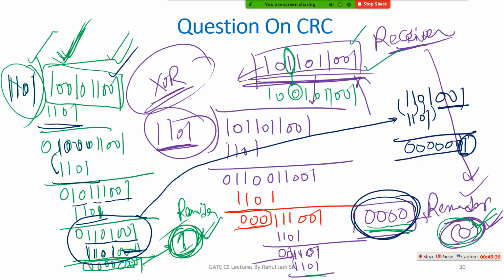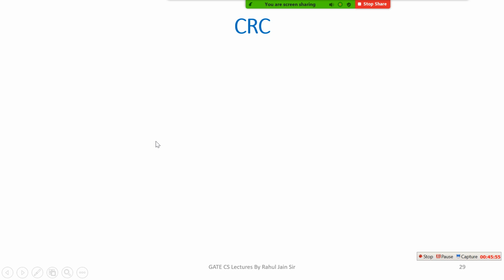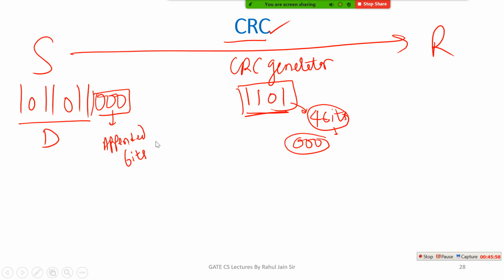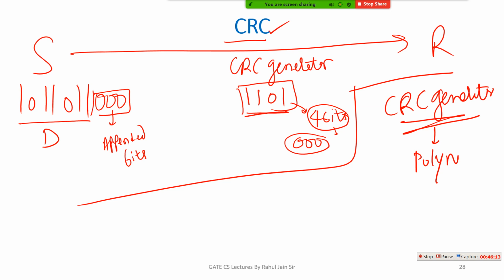Now again I am discussing, guys, some important problem. Now guys, if you got a CRC generator in your question in polynomial form, suppose in the question it is saying that x cube plus x plus 1 is your CRC generator. Then how will you generate CRC bits from it?